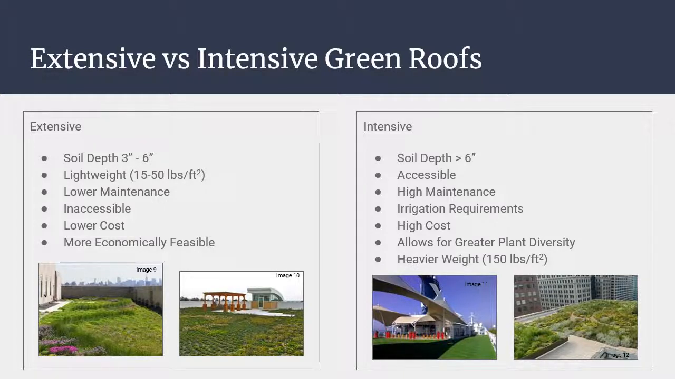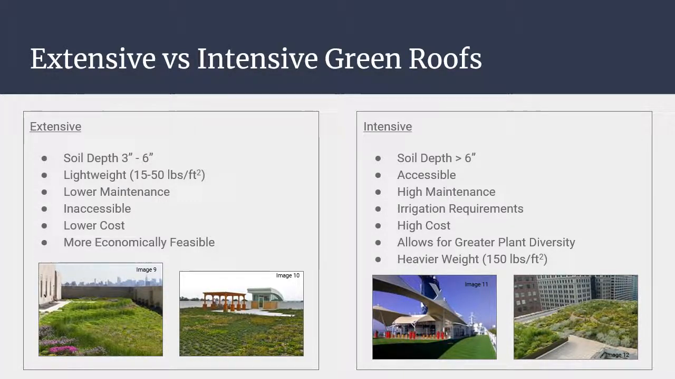Because of the shallow soil depth, these roofs do not support as wide a range of plant diversity when compared to intensive roofs. The trade-off is that even though there is less potential for biodiversity, there are also typically less maintenance requirements. Lower costs are also associated with extensive systems, both in maintenance and installation. This makes their implementation much more economically feasible.